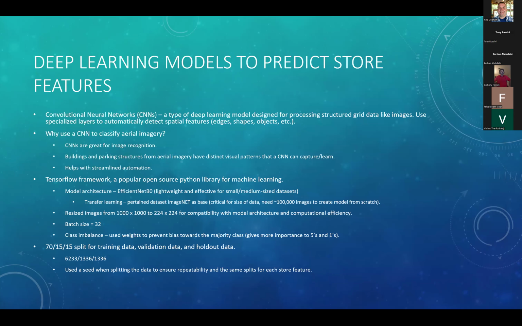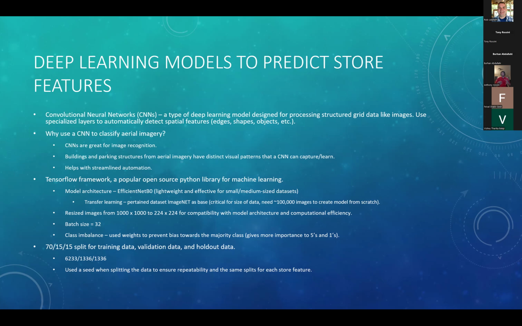And so after we did that for every single grocery store and had a nice data set of images, I was able to move on to actually creating the deep learning models. To do that, I used a convolutional neural network, a CNN. This is a very popular deep learning model, and it's really good for processing images and image classification specifically.